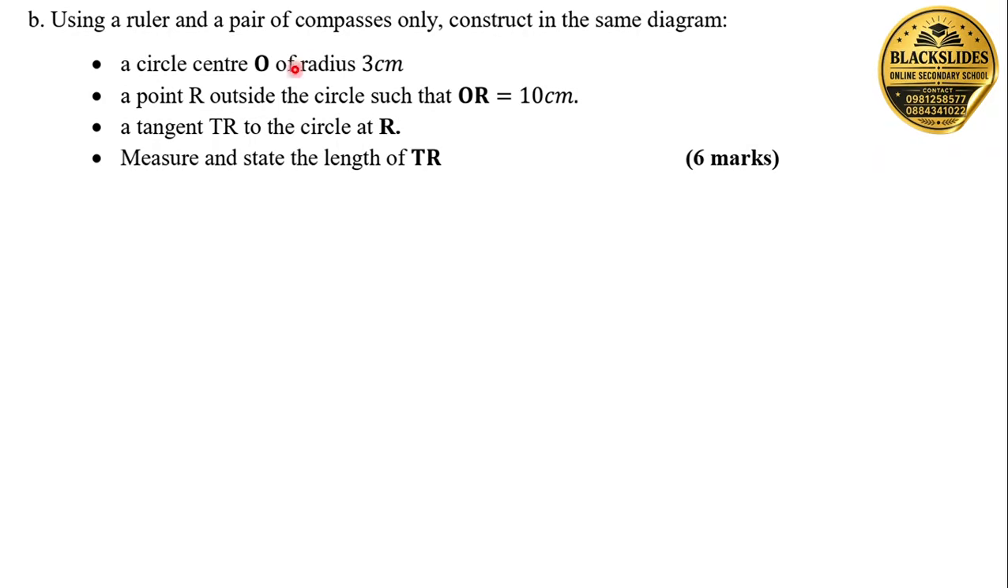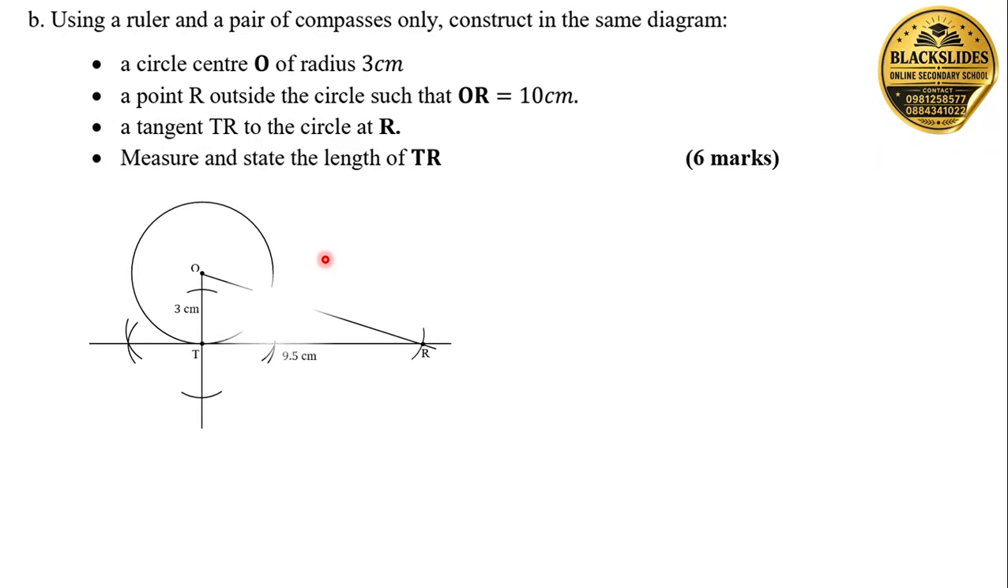Using a ruler and a pair of compasses, when constructing the same diagram, a circle center O of radius 3 centimeters, a point R outside the circle such that OR is 10 centimeters, the tangent TR to the circle at T, measure and state the length of TR. So this you are doing using instruments. Alright.